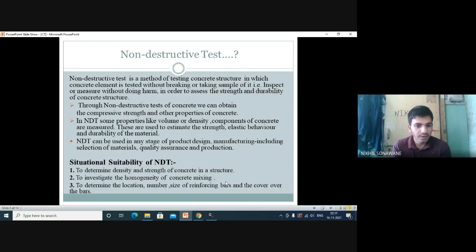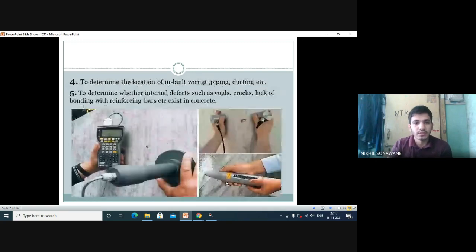That is, if we have to determine the density or strength of the concrete structure, or if we have to find out the homogeneity of the concrete mixing, then we can use these methods. Then if we have to locate or determine the size or number of the reinforcing bars, then we can use the NDT method. Then the location of the inbuilt wiring or piping done in the building can be determined. Then internal defects in a building like cracks, even fine flaws, bonding or weakness in the concrete structure can be determined through this method.